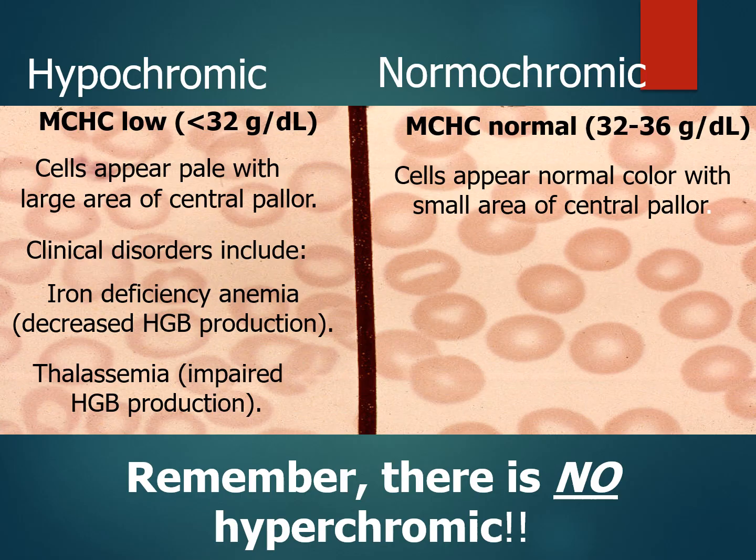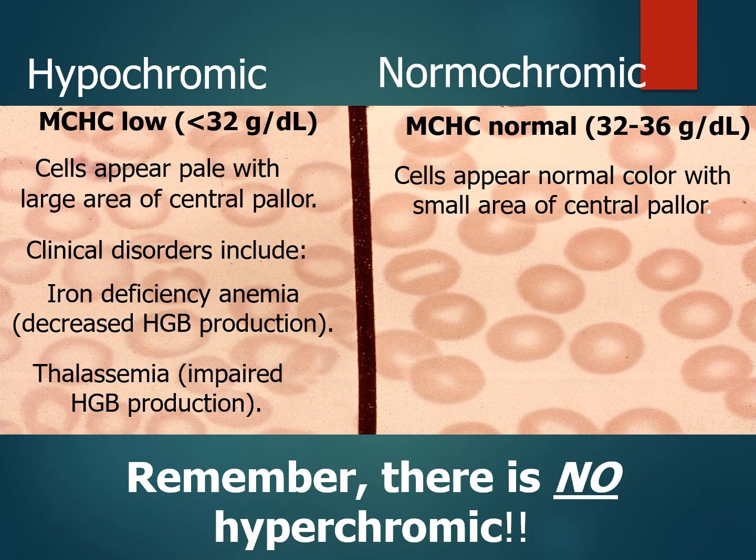But physiologically, there is no such thing as hyperchromic. We can have hypochromic or we can have normochromic, but not hyperchromic. So we may have a microcytic hypochromic anemia, which means our MCV is less than 80 and our MCHC is below 32. We might have a macrocytic normochromic, which means that the MCV is greater than 100, but our MCHC is between 32 and 36.